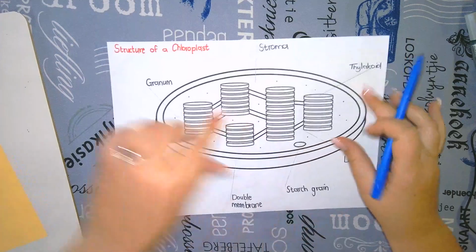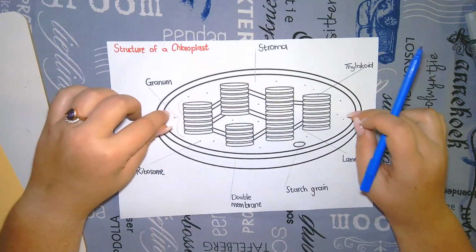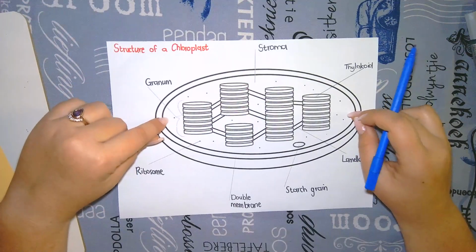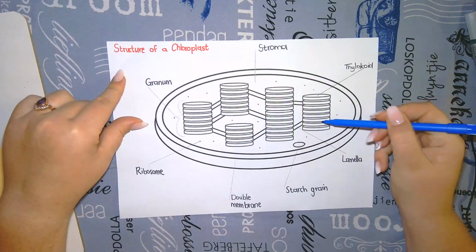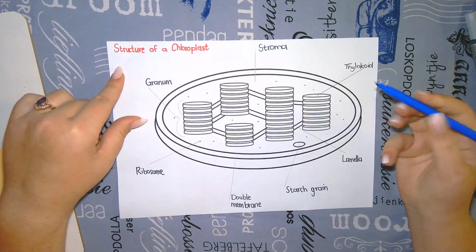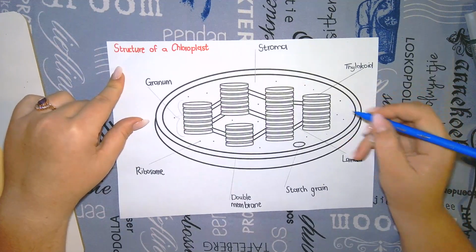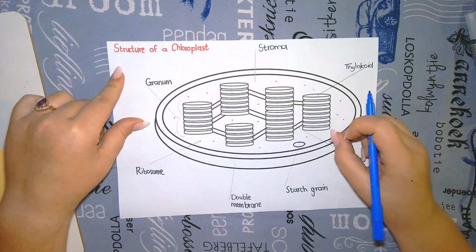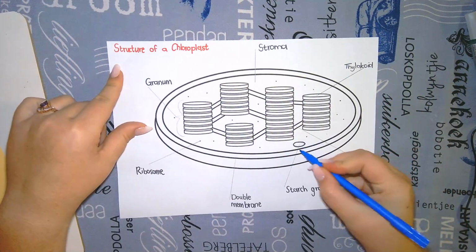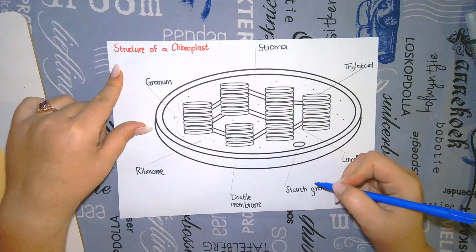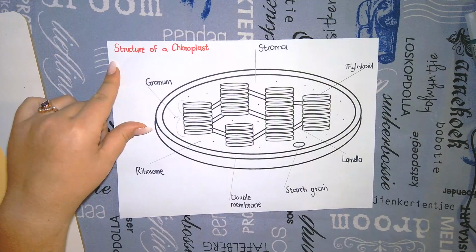Okay, it's the jelly-like layer on the inside of a chloroplast, and that is where dark phase takes place. So there's tiny little ribosomes in all the chloroplasts as well, and they are there to synthesize the enzymes. They make the enzymes for photosynthesis to take place. Then you'll see here's a little starch granule, and the starch grain is present to temporarily store starch.